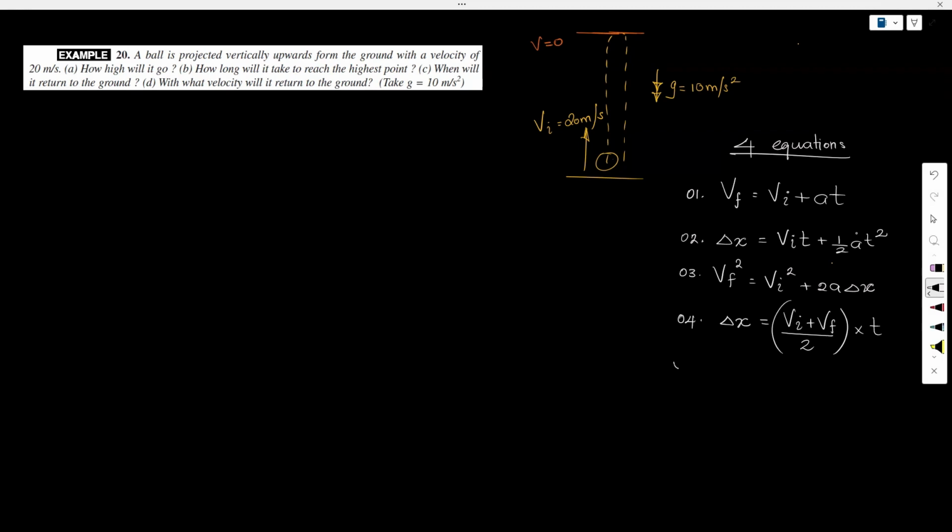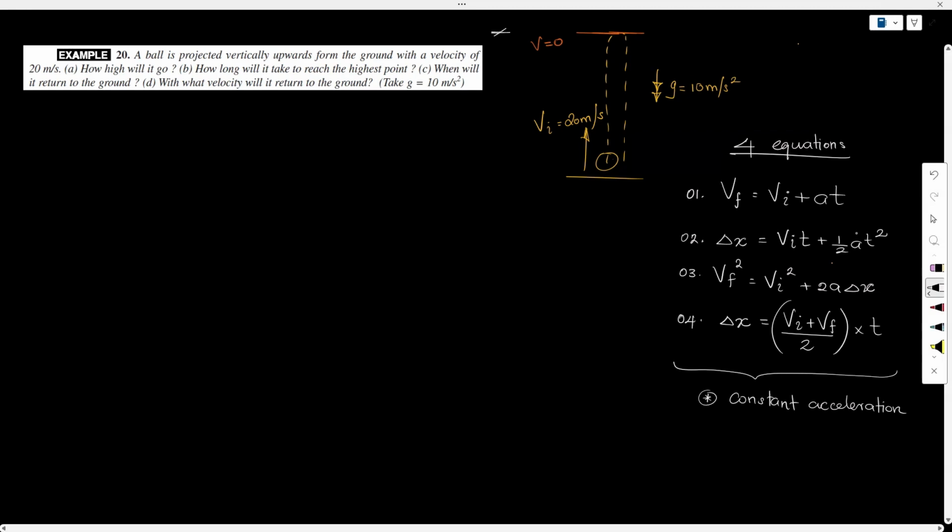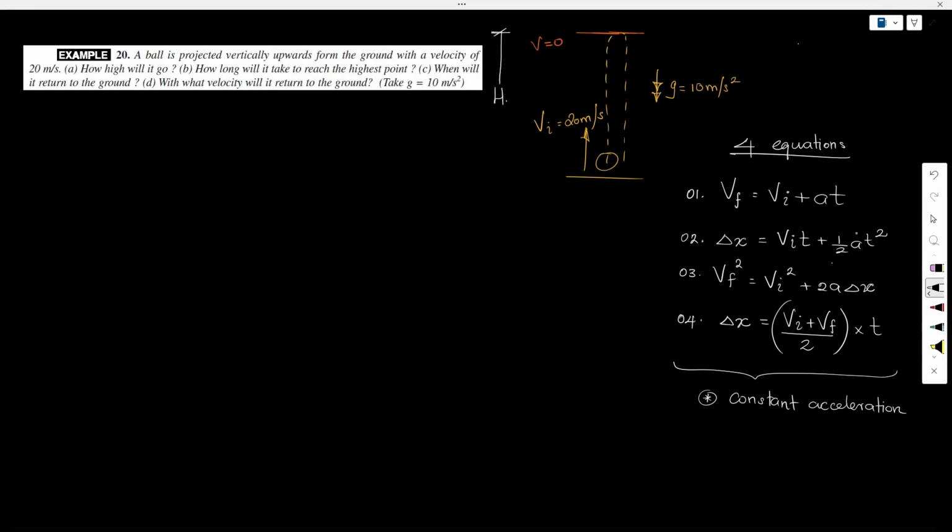So remember, all of these equations are only applicable under constant acceleration. If you have different accelerations, you have to use these equations multiple times in the region where the acceleration is constant, right? So the first question we have is, how high will it go? So we need to know the displacement up until its maximum height, which is this. So I'm going to mark that as h max, right?